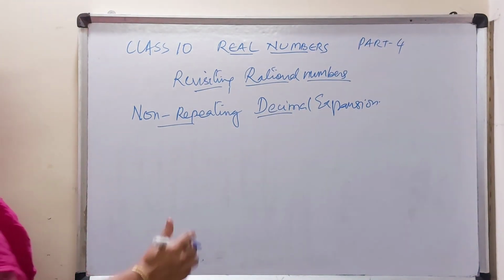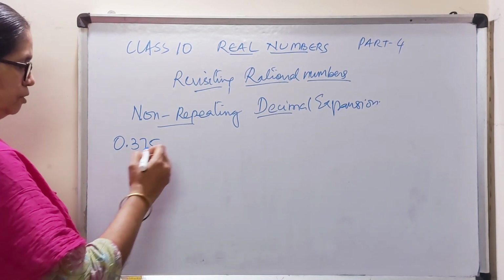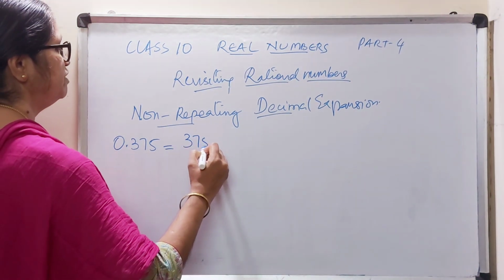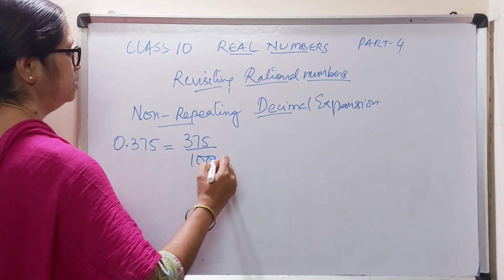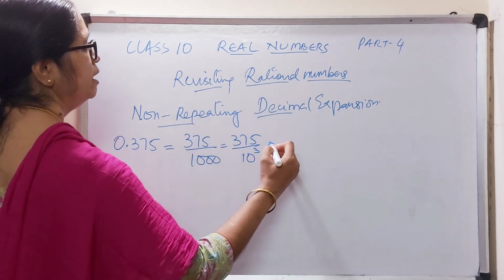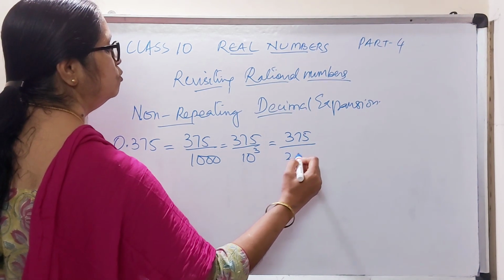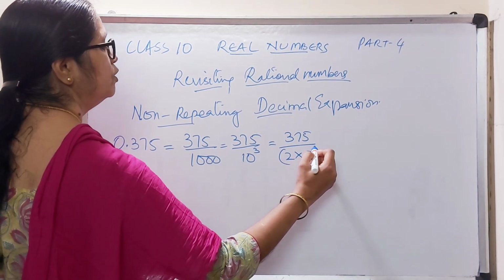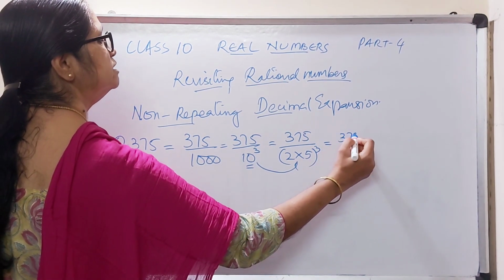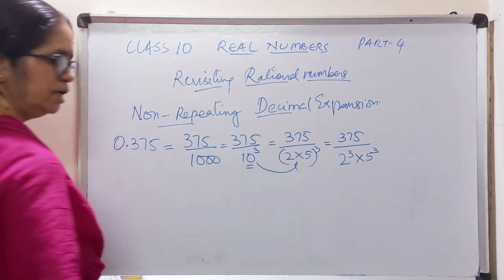For example, I'll just take one example, 0.375. You know how to write this, no? This is a terminating decimal. So I write this as 375 by 1000. Again I write it as 375 by 10 cube. Again I will write it as 375 by (2 into 5) whole cube, because 10 can be written as 2 into 5. Again this is 375 by 2 cube into 5 cube. Okay, this is one way.